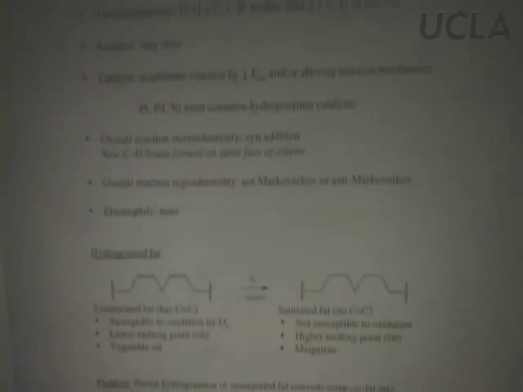Now, what about the regiochemistry? By regiochemistry, we mean when the thing adds to the alkene, does it add in one direction or the other direction? So a good example of a regiochemical difference would be Markovnikov or anti-Markovnikov.